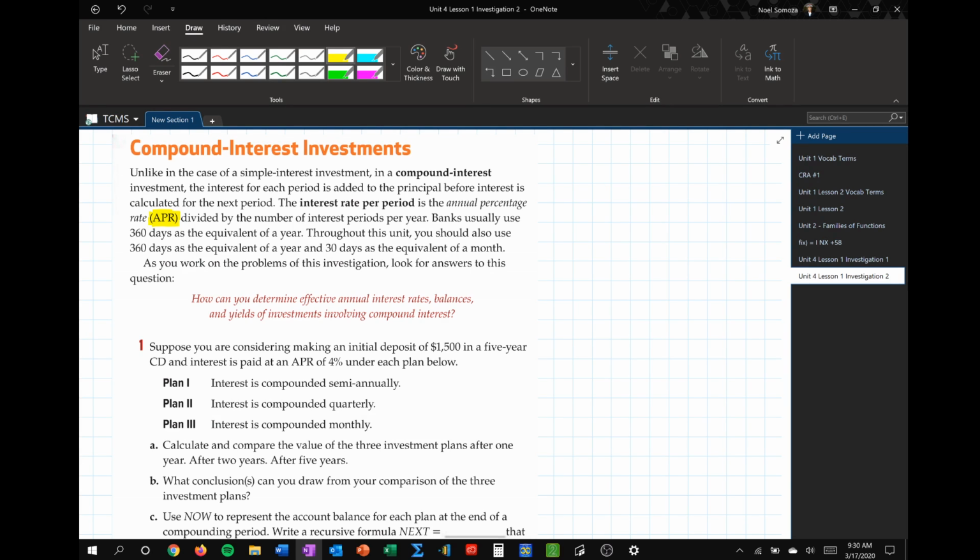So as you work on the problems in the investigation, look for answers to this question: How can you determine effective annual interest rates, balances, and yields of investments involving compound interest? Okay, so just a couple of things about compound interest, and just in terms of how things are labeled.